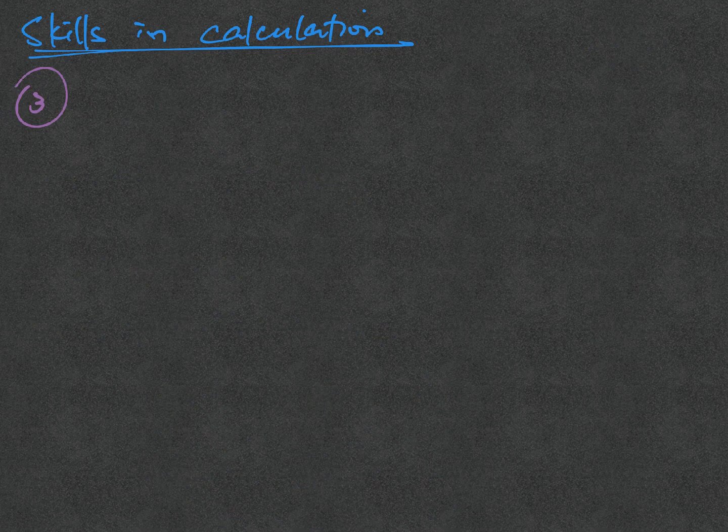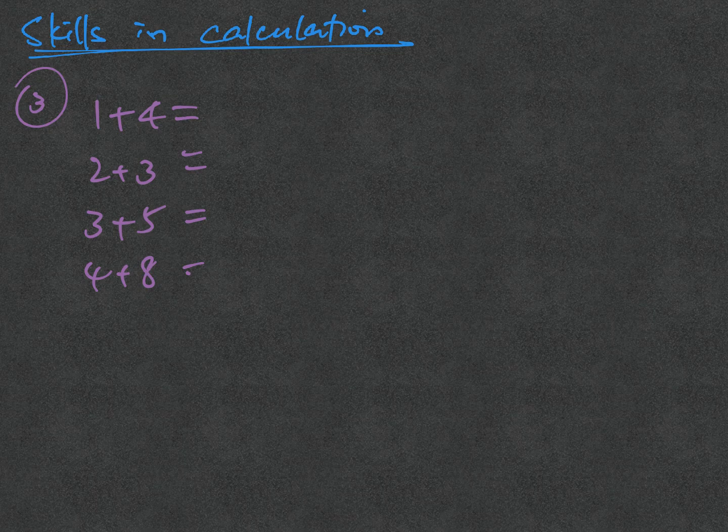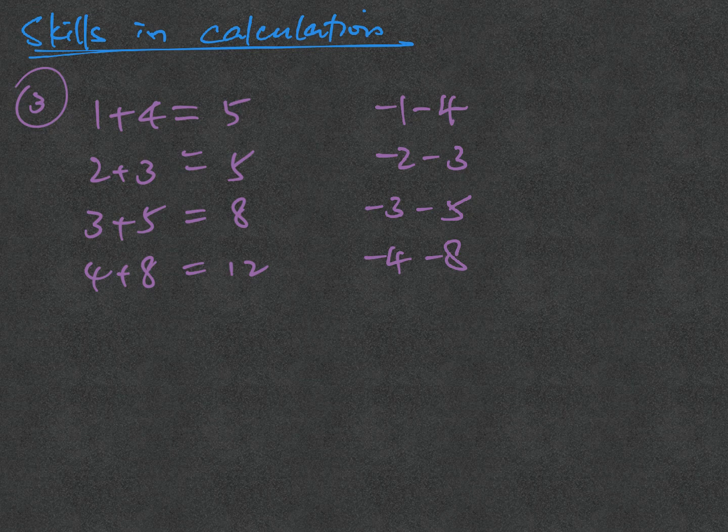The last one is pretty difficult because it concerns two negative numbers. But like rule number 1, let's start with observation first. Baby questions: 1 plus 4, 2 plus 3, 3 plus 5, and then 4 plus 8. Can you tell me the answers? They should be equal to 5, 5, 8, and 12. Now I put a negative sign on all the numbers. That means we have negative 1 minus 4, negative 2 minus 3, negative 3 minus 5, negative 4 minus 8.